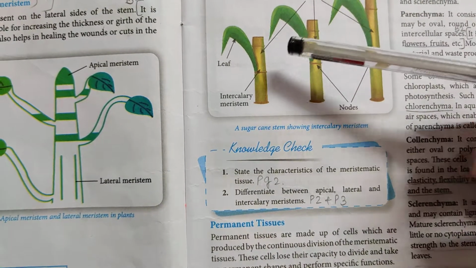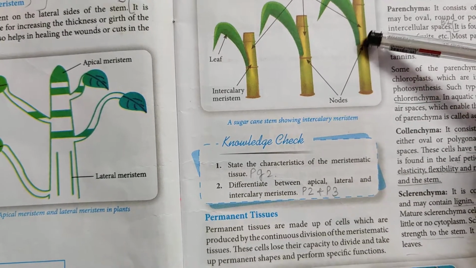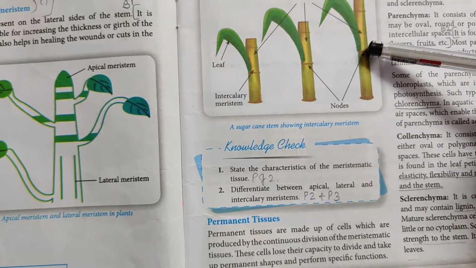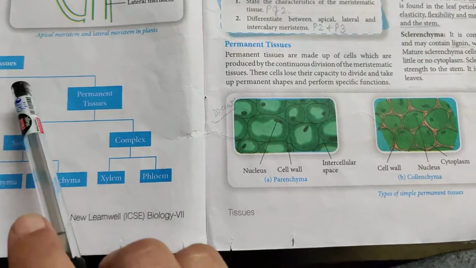Now what is an internode? The region between two nodes is called an internode. This is an internode. So that was all about meristematic tissue.